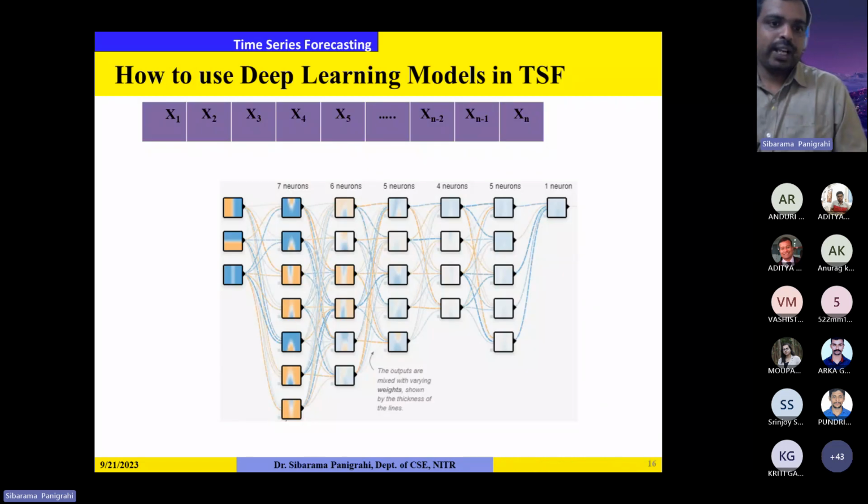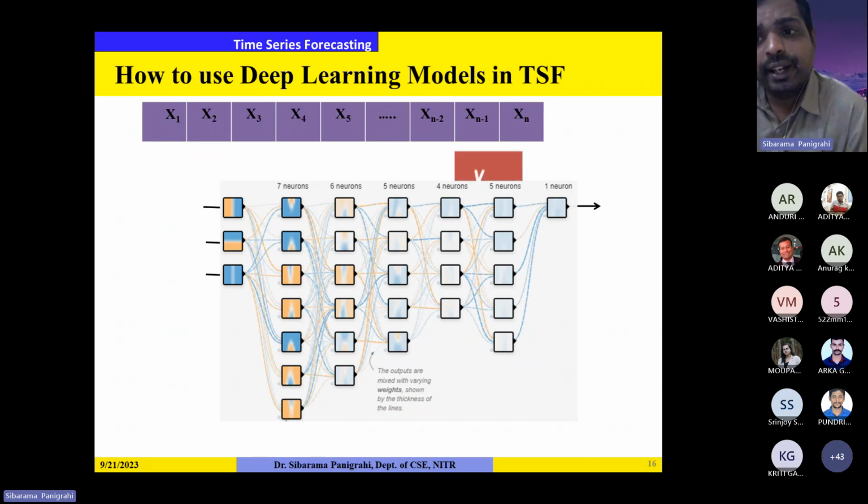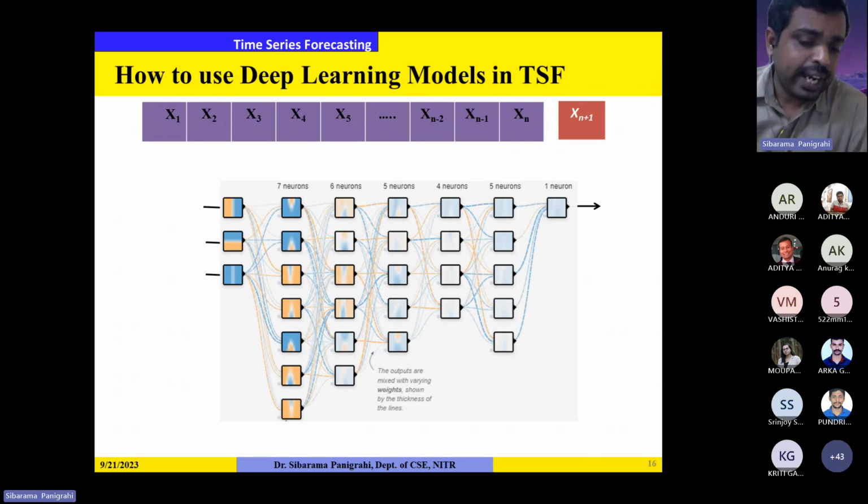Let us see how you can do time series forecasting by using deep learning models. Suppose we have a time series x1 to xn, and I want to predict xn+1 by using a deep learning model. So I have used a deep learning model with 6-7 layers and with varying numbers of neurons at each layer. And suppose by analyzing the autocorrelation and partial autocorrelation of the series, or by analyzing the recurrence quantification analysis of the series, I have identified that the future value is dependent on the past 3 values.